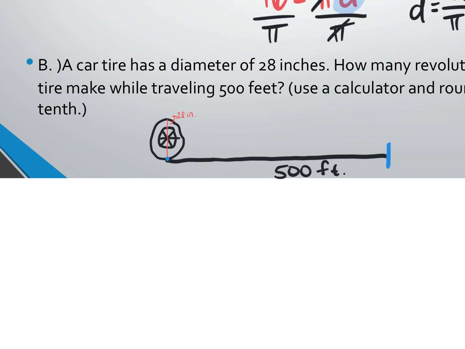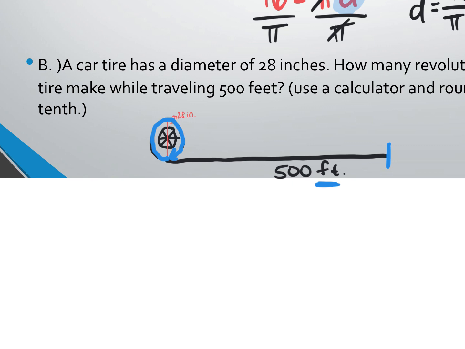So we need to know how much one revolution would be. How far would it travel in one revolution? If you start here and you revolve all the way around the tire, what is that distance? If you do one 360, yeah, so a whole 360 degrees, right? But remember, we're not going to measure this in degrees because degrees and feet are different units.